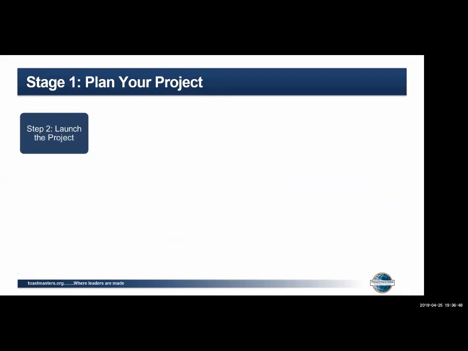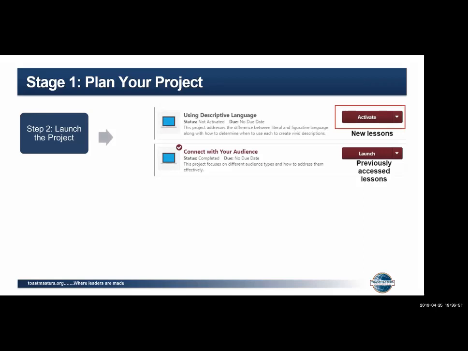So in step 2 then, launch project. You must have seen this in the windows that were displayed before. One will show you activate. When you see anything that says activate, it immediately tells you that these are new lessons that you have not even accessed before. So that's where you should be starting off from if you are just launching on a path. And most likely that will be starting off with your icebreaker. But for things that you have accessed previously, you would see it as launch.